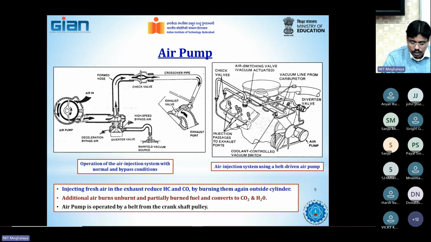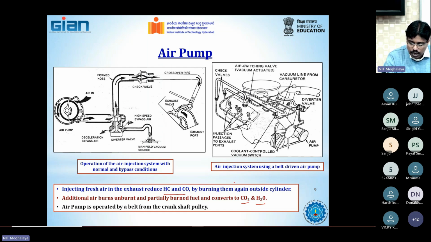Then we come to the air pump. When the engine burns a particular fuel, it may create hydrocarbon and carbon monoxide emission. So what is the function of the air pump? The function of the air pump is to supply additional air outside the combustion chamber to burn the hydrocarbon and carbon monoxide and to form carbon dioxide and H2O.